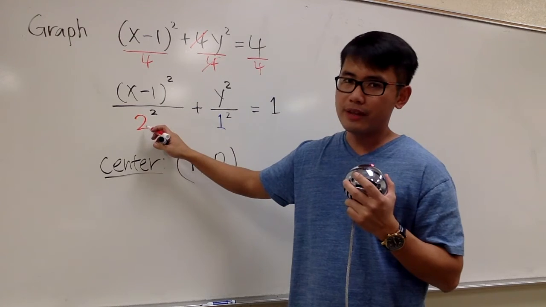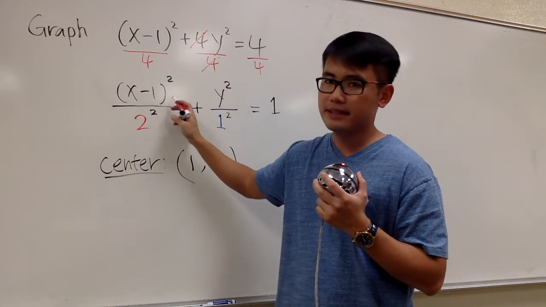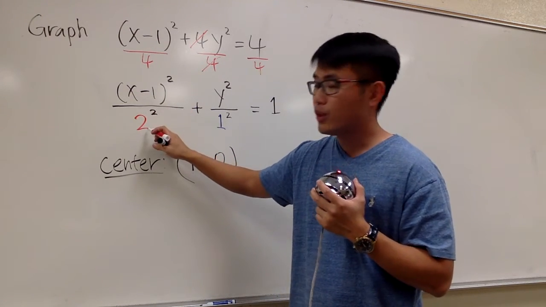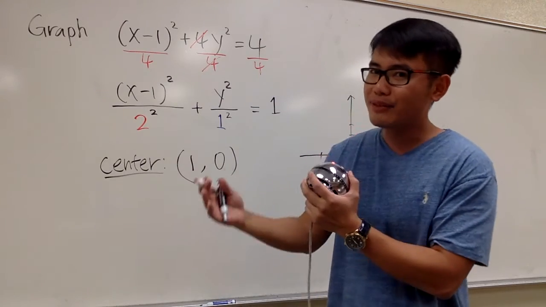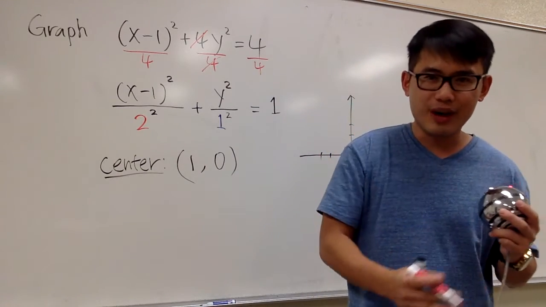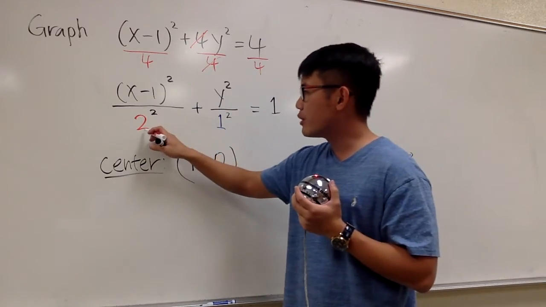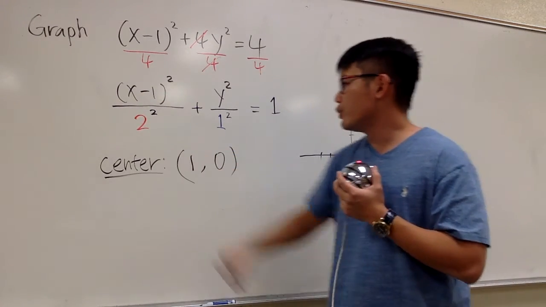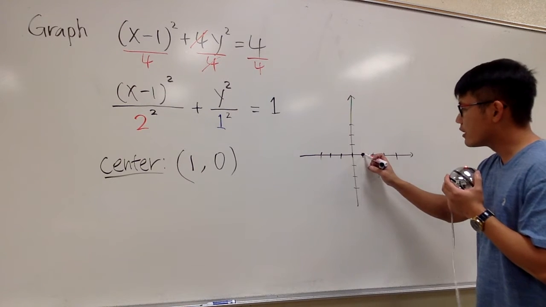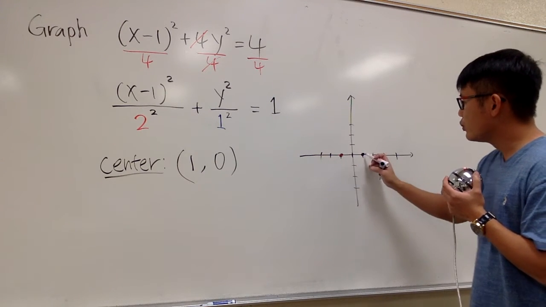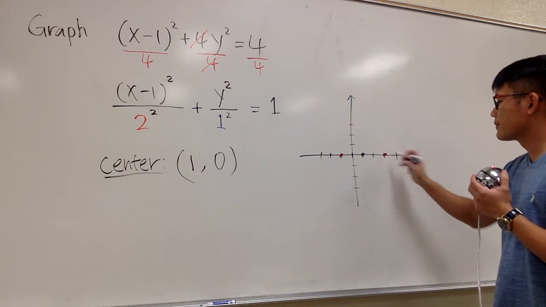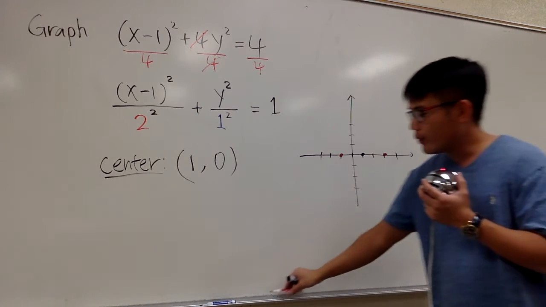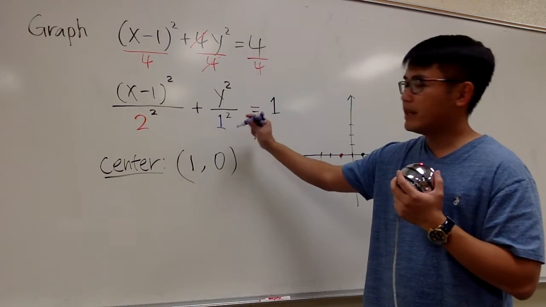And now, let's look at the first term right here. Look at this 2 in red. This is underneath the x, right? So this 2 will tell us to go to the left twice and then go to the right twice. You associate this number underneath the x with left and right. 2 times from the center to the left, and then 2 times toward the right.